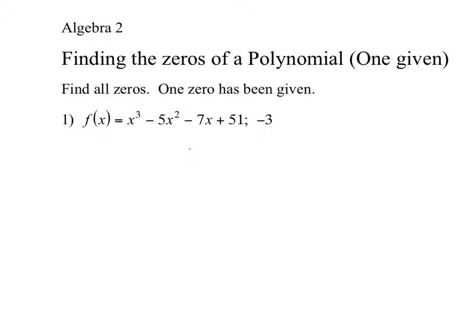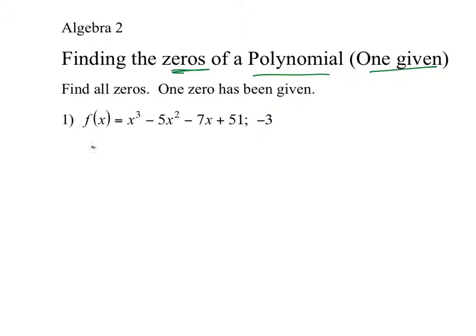So in this video, we're going to be working with finding the zeros of a polynomial if one of those zeros is already given. For example, in this case, I have the function f of x equals x cubed minus 5x squared minus 7x plus 51, and negative 3 is a zero. So that means that if I plug in negative 3 for x, I should get zero, right?